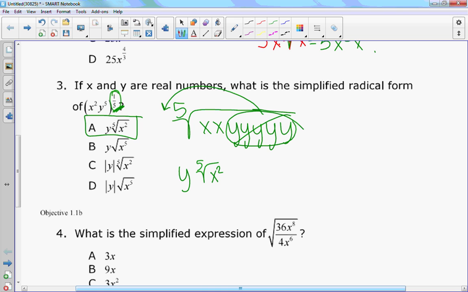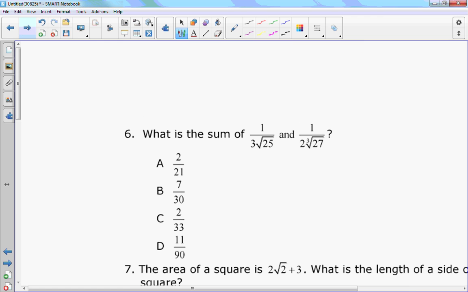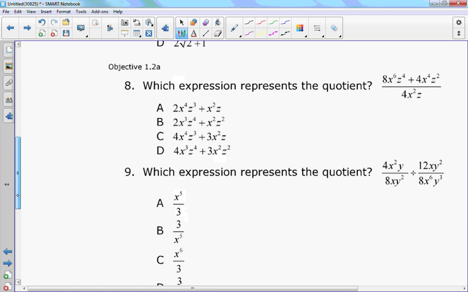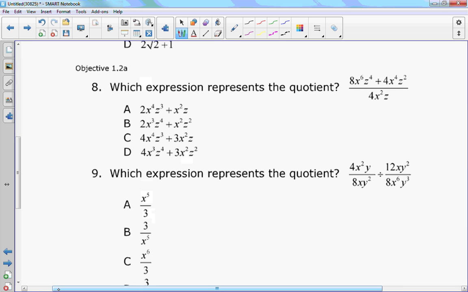Okay, we're going to skip over and look at number 8. Which expression represents the quotient? Quotient is the answer to what type of problem? Division. It even shows you a fraction there with a division bar. A quotient. Notice all the answers are not fractions. How do we simplify those fractions? Can we just cancel like this?